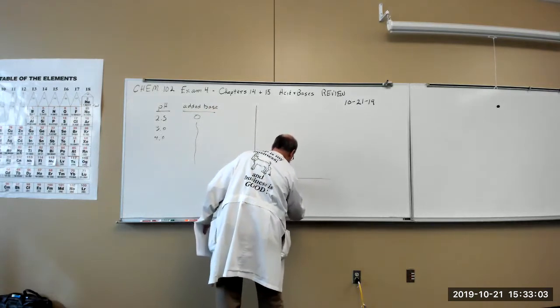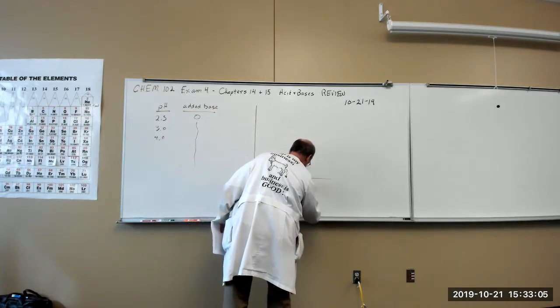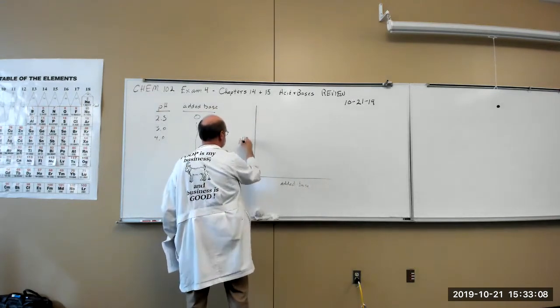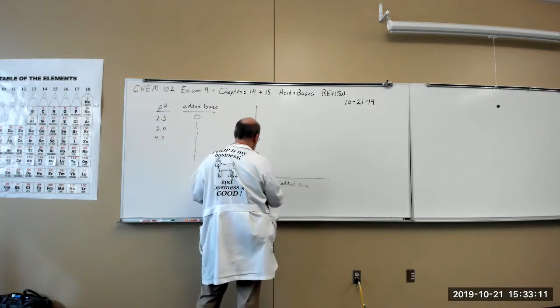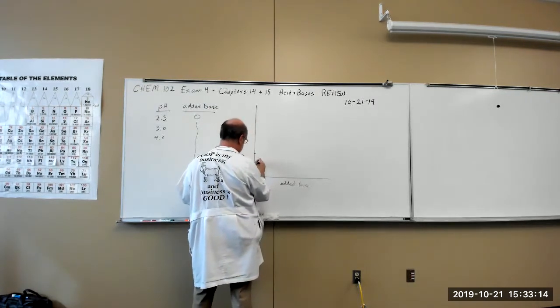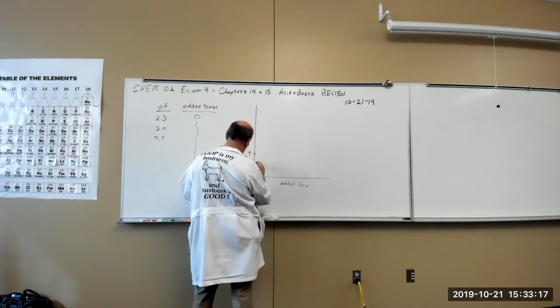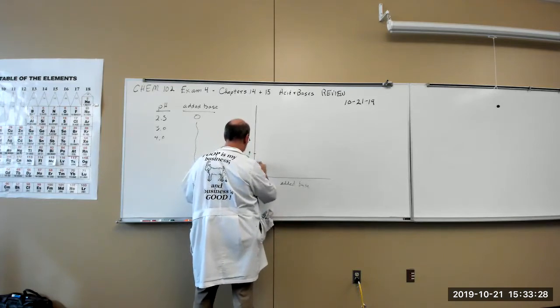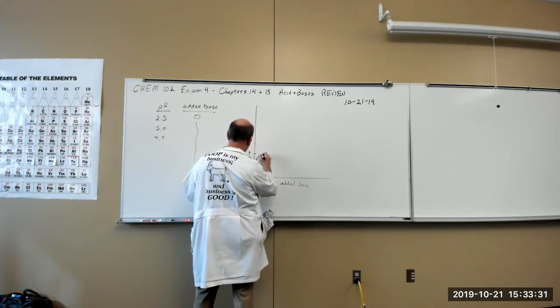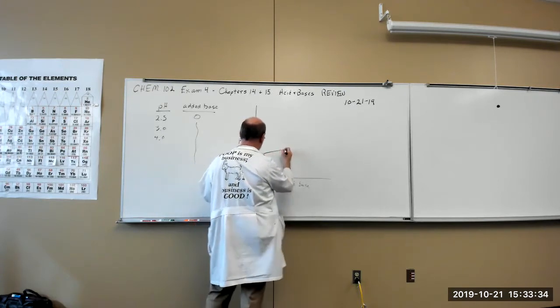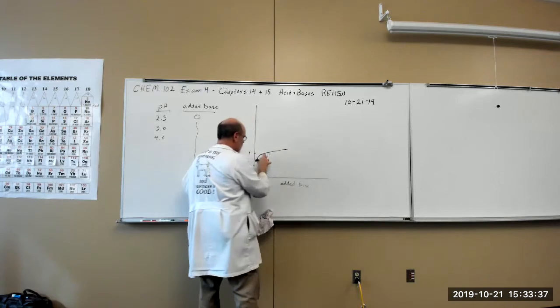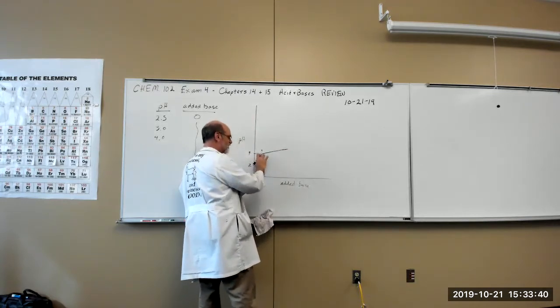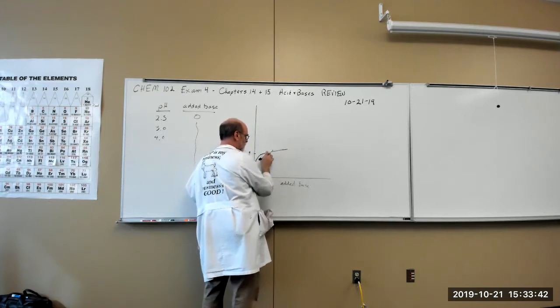So this is added base. This is your pH. And your pH is probably going to be in the neighborhood of around 2. Right? And it's going to go up quick to begin with, and then it's going to flatten out. So your pH is going to start off increasing fast, and then it's going to slow down. And you're going to get this part of your curve.